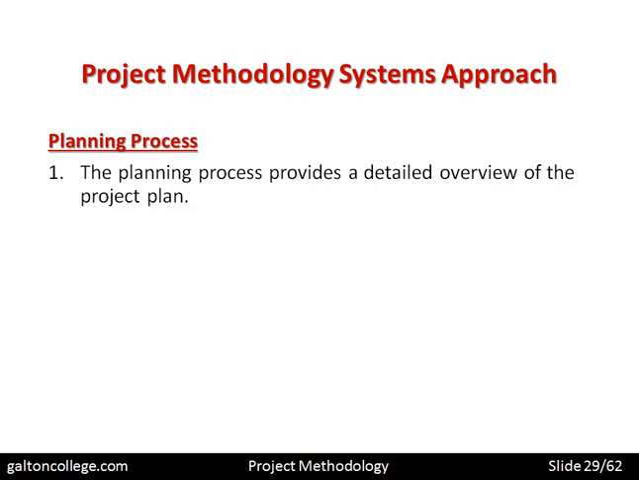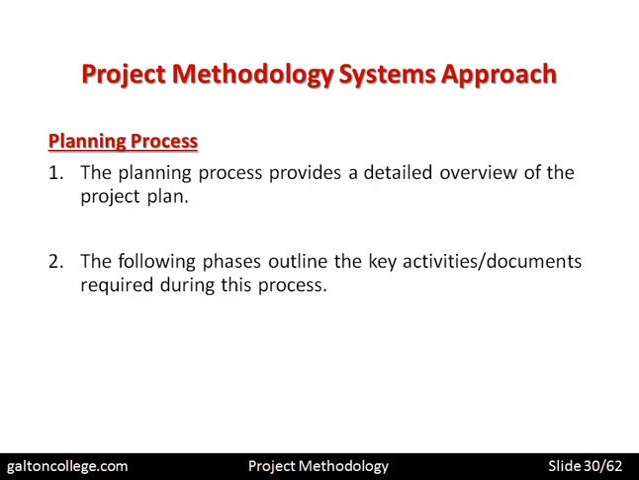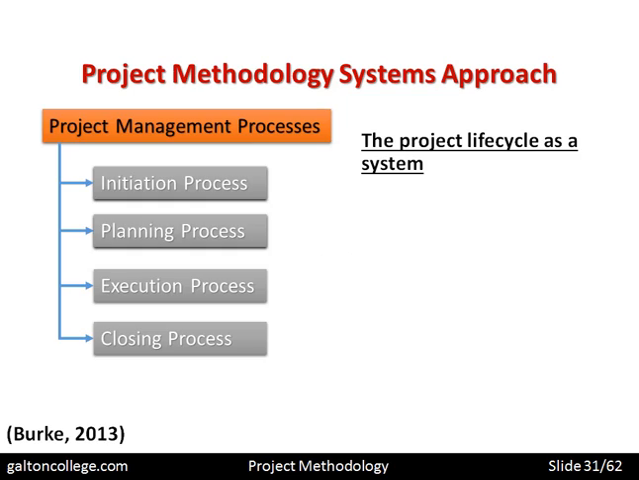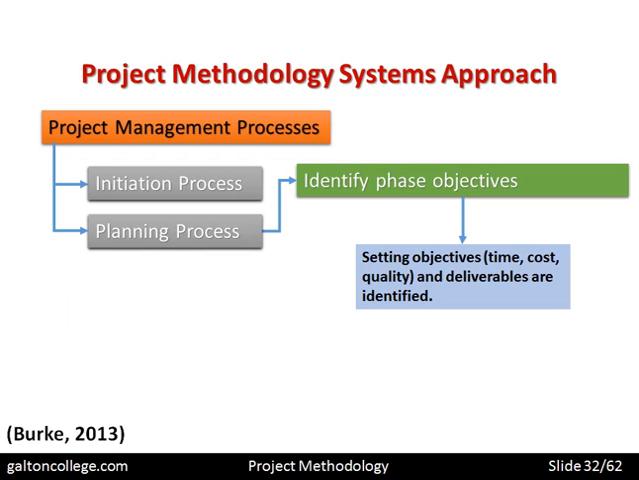The planning process, which is the next one on the line, provides a detailed overview of the project plan. Now the following phases outline the key activities and documents required during this planning process. So here we have our 4 parts to the project management process. We're on now to the second part, the planning process.